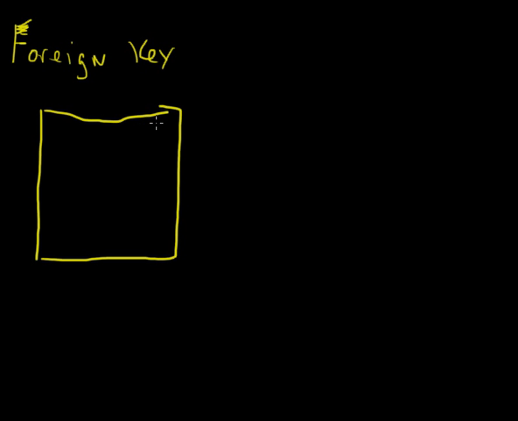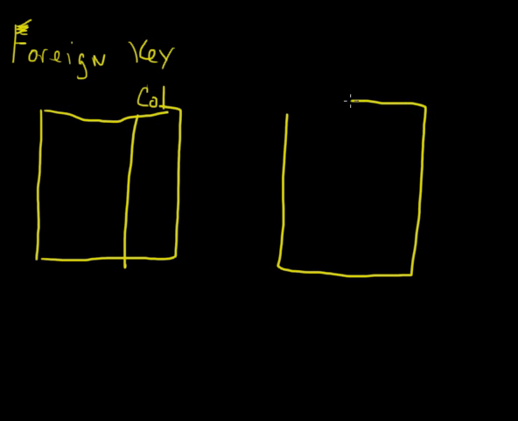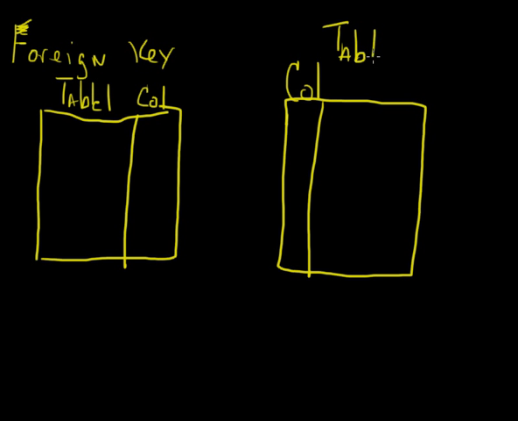Draw a table here. And I'm going to have some column here. When you define a foreign key on a table, you're saying that data cannot be entered into this table unless that data already exists in some other table. So before I can insert data into table 1, this is table 2. If I have a foreign key defined here, the only way I can insert something here is if that information exists in this other table.